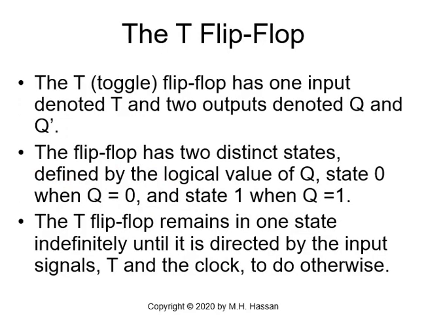The T flip-flop, T stands for toggle. The flip-flop has one input denoted T and 2 outputs denoted Q and Q prime. The flip-flop has 2 distinct states defined by the logic values of Q: state 0 when Q equals 0, and state 1 when Q equals 1. The T flip-flop remains in one state indefinitely until it is directed by the input signal T and/or the clock to do otherwise.